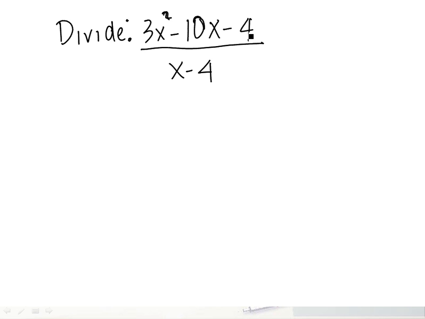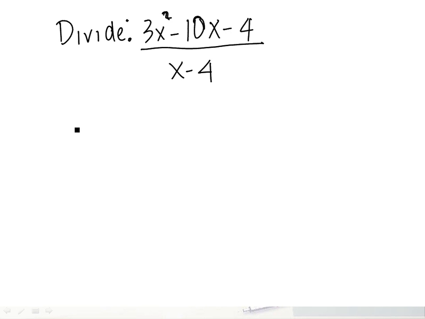Alright, I wonder if this numerator is factorable. 3 times negative 4 is negative 12. The factors of negative 12, we got 1 and 12, 2 and 6, 3 and 4. Will any of these numbers give me a negative 10 if I add or subtract them? It doesn't look like it. So already you can see that sometimes you're not going to be able to factor this and get your answer. You're going to have to use long division.